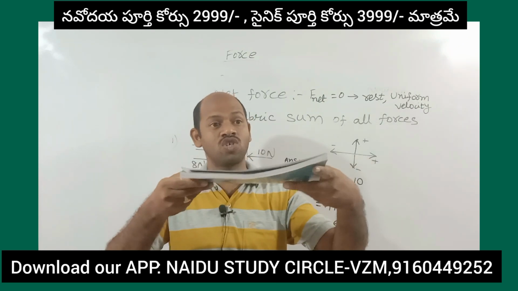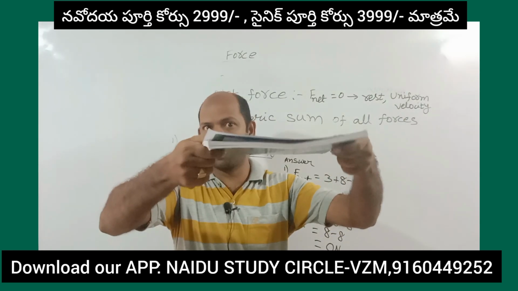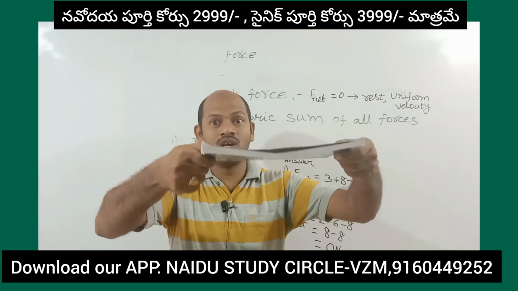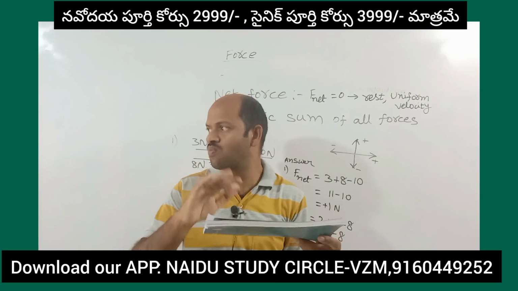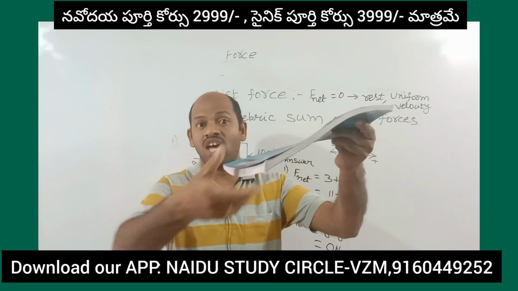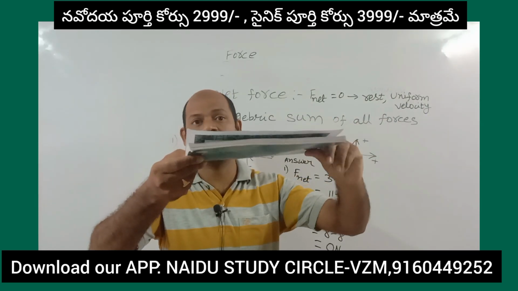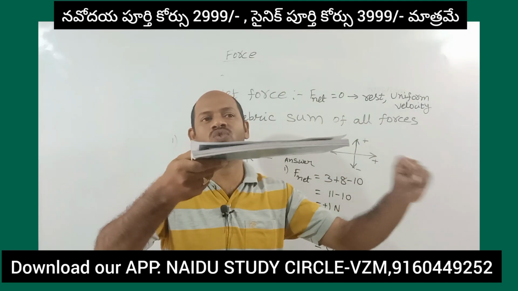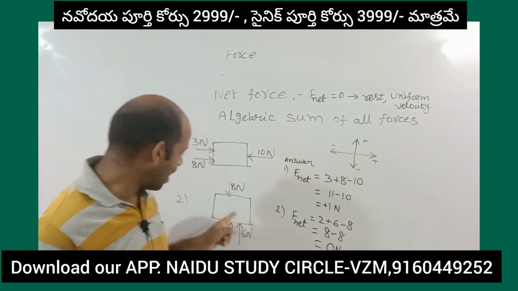Observe that I am applying some force. Now this book moves towards my left side. Now observe that I have applied more force. Have you observed my fingers? I am applying more force, but is it moving? No, there is no motion. It does not move towards right or left. Why? Because how much force I have applied towards the right side, the same force is applied towards the left side also. So that's why the net force becomes zero.